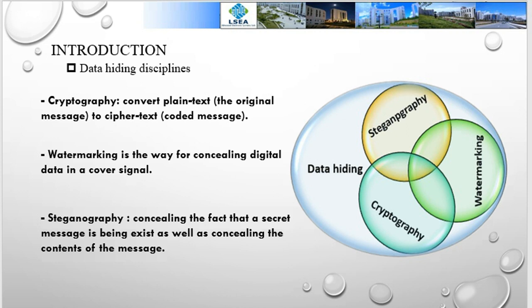Watermarking is the way of concealing digital data in the cover signal. The embedded data should contain a relation to the cover signal, for example, giving more detailed information about the bearer signal. Watermarking can be classified into fragile, semi-fragile, and robust watermarking.